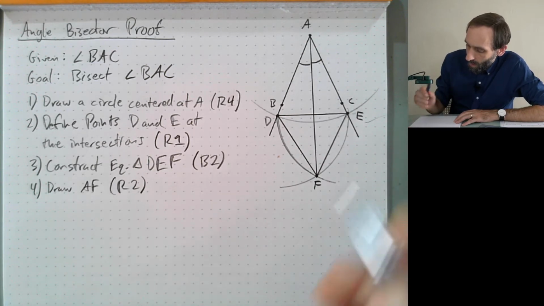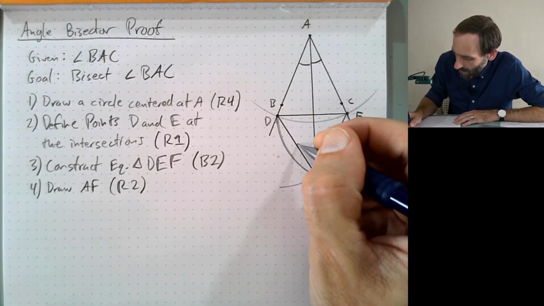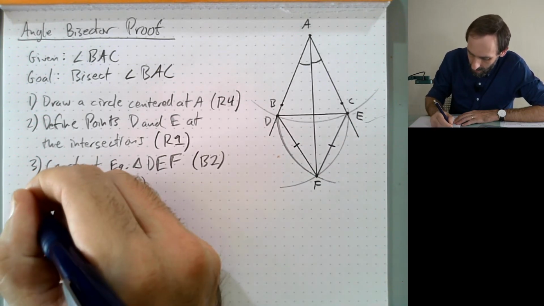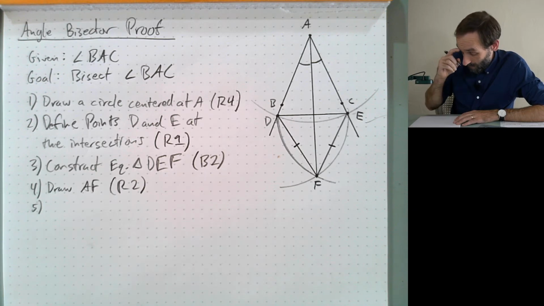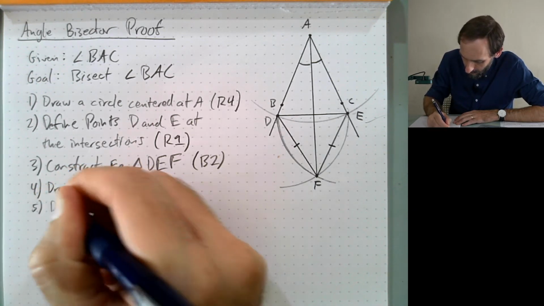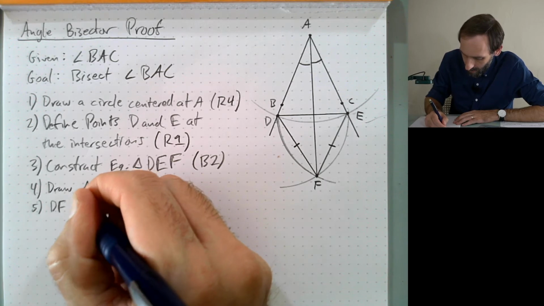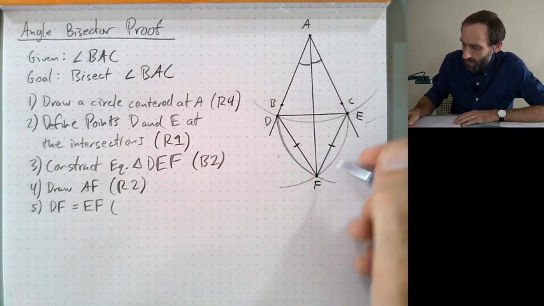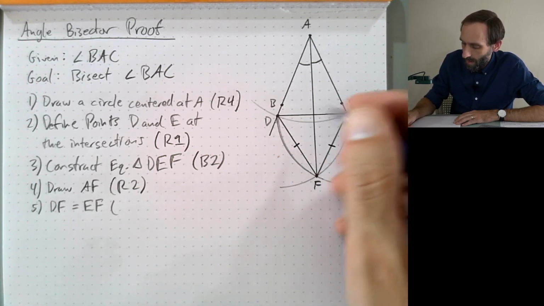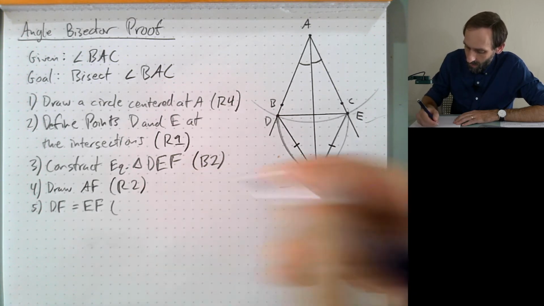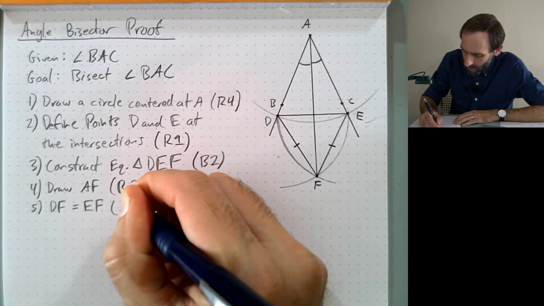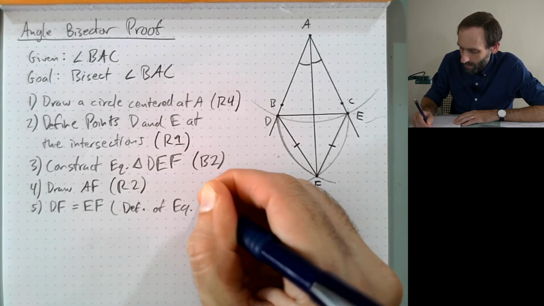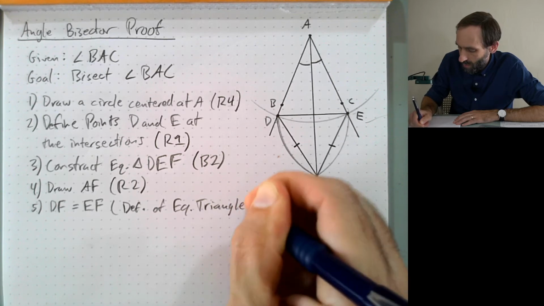Well, first of all, a couple things that I notice is that this line here equals this line here. And let's go ahead and write that down. So DF is equal to EF. Our justification for that is the fact that this is an equilateral triangle. Since it's equilateral, all the sides must be equal. So I'm going to say the definition of equilateral triangle.